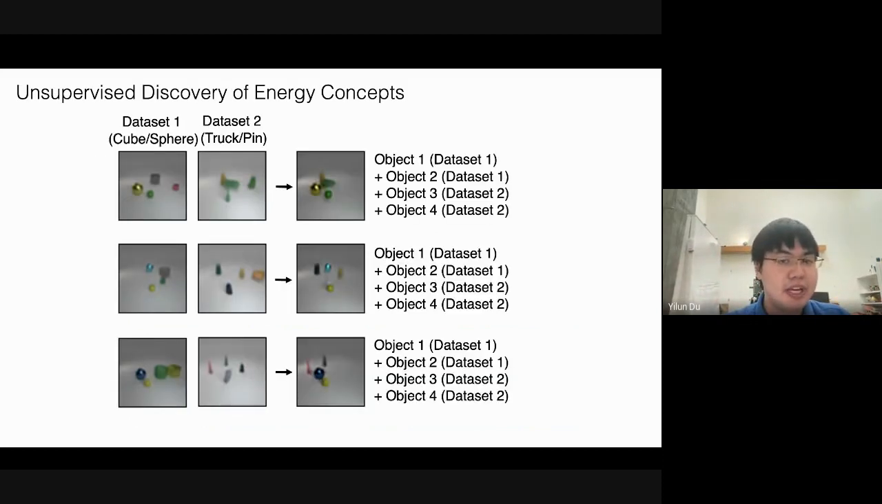And then in a similar way, you can also discover these energy functions in one data set with maybe just spheres and cylinders, and a second data set which are trucks and pens. And by just adding these different sets of energy functions together, you can recombine and construct scenes with objects from either data set 1 or 2.